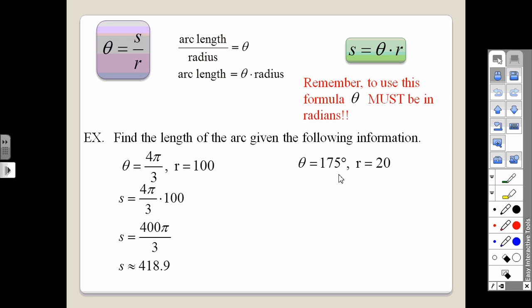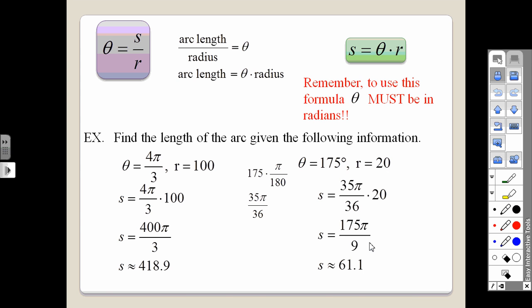For the second example, you have to be aware that theta is given to you as 175 degrees. Because it's in degrees, we need to convert it first into radians. From the last section, we learned that the conversion factor is to multiply by pi over 180. We simplify and get 35 pi over 36. Now we can plug our angle into our formula with the radius length and calculate it out. If they ask you to leave it in pi form, it's 175 pi over 9, and as a decimal, it's 61.1. Okay, so that's the formula there.